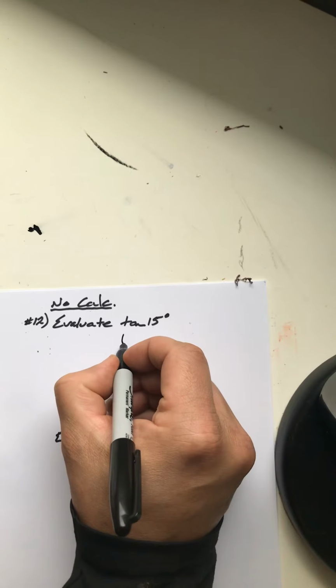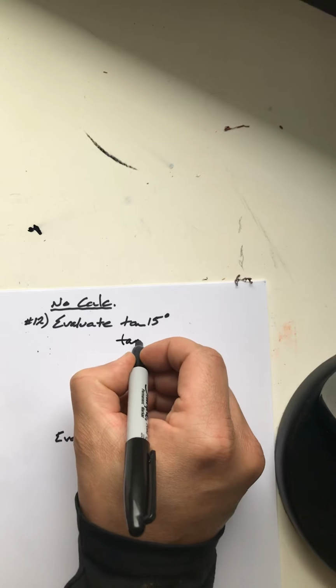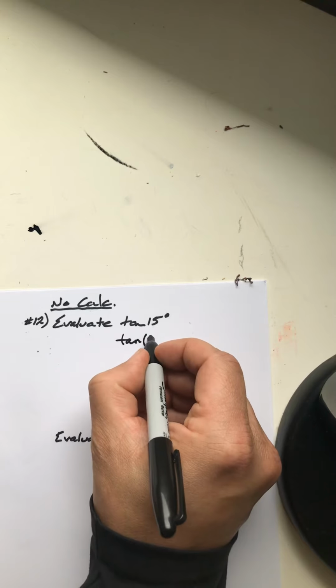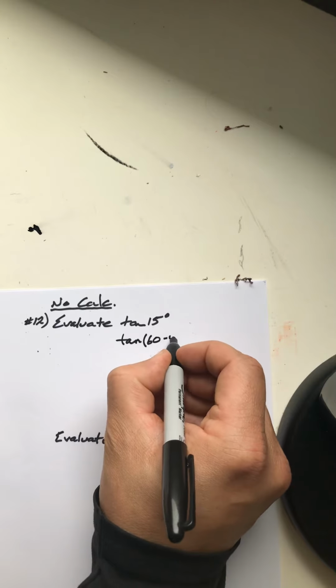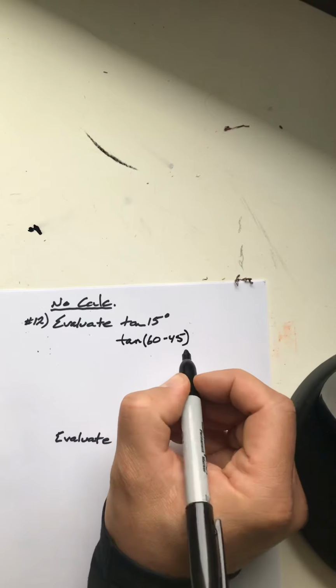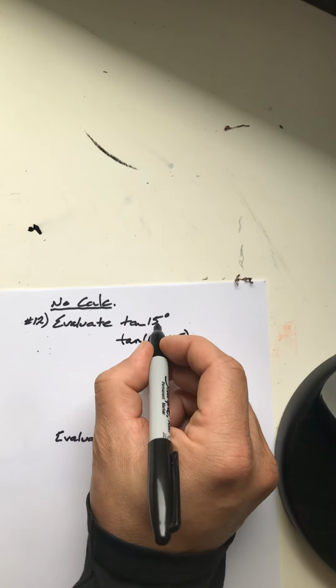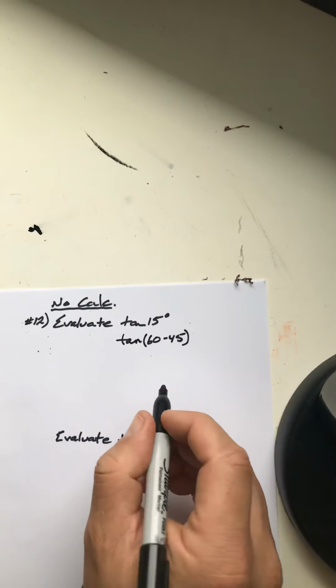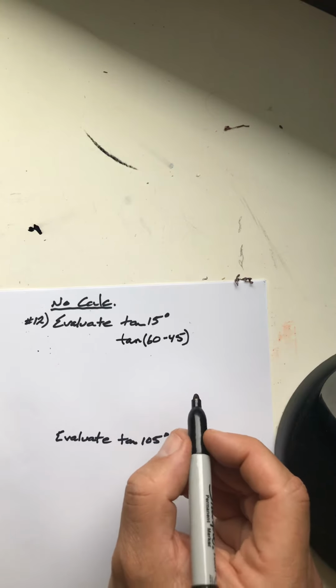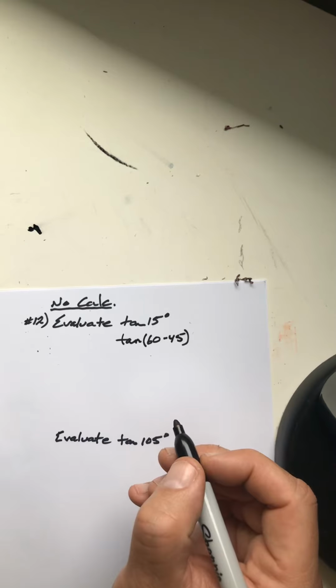And I believe that if we use the tan of 60 minus 45 degrees, that will equal tan of 15. And 60 is on the unit circle, and so is 45. Therefore, that's what I want to do.